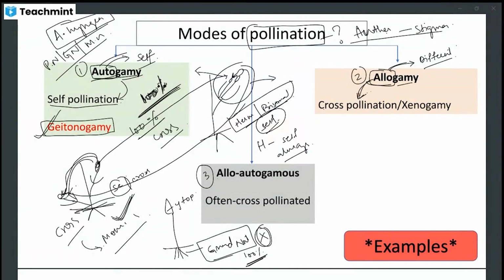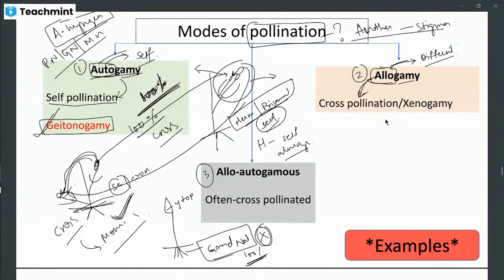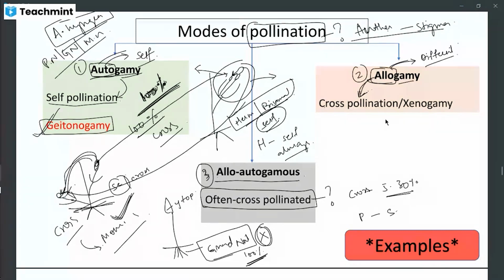Okay. So do you agree? Yeah. And see, the other type of pollination is alloautogamous, often cross-pollinated. How do you define these often cross-pollinated plants? When cross-pollination is up to 5 to 30%, right? So they are predominantly self-pollinated, but 5 to 30% cross-pollination may occur. So these are known as your often cross-pollinated or alloautogamous.